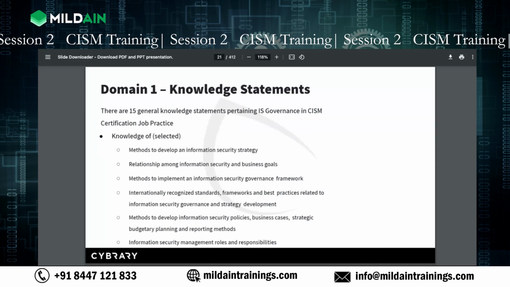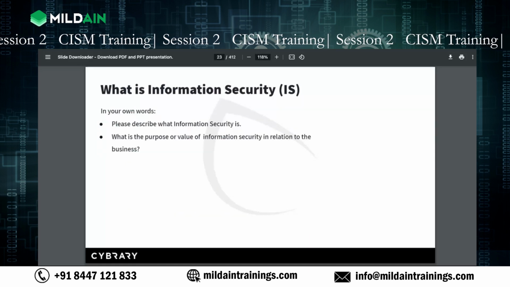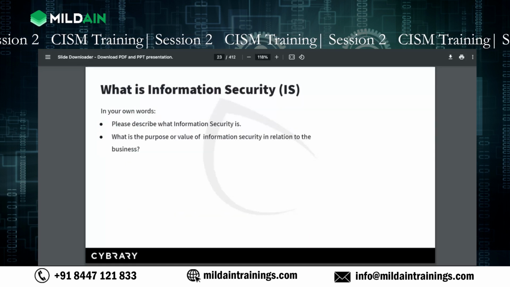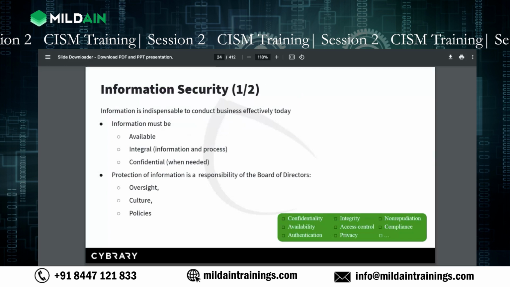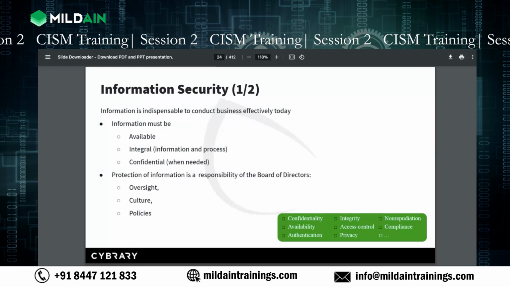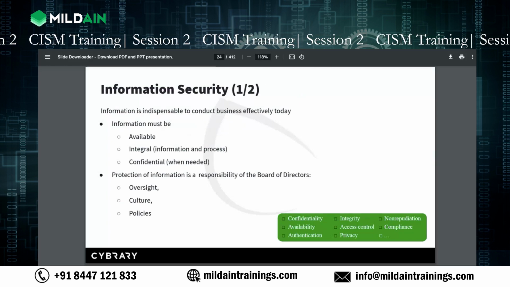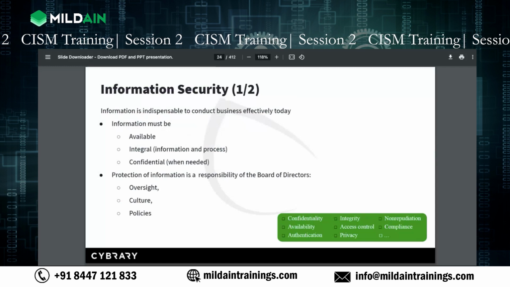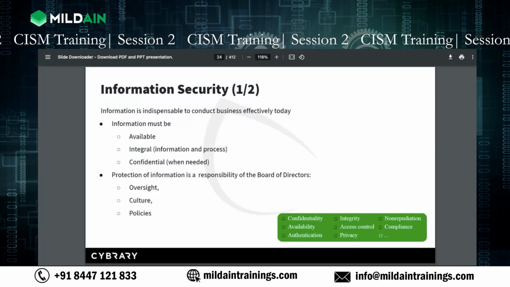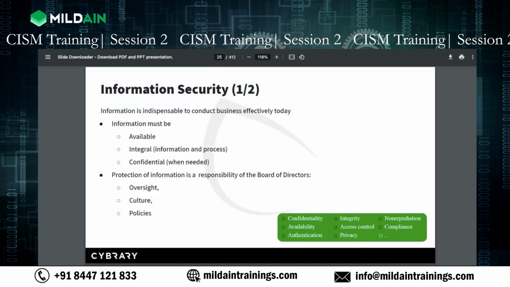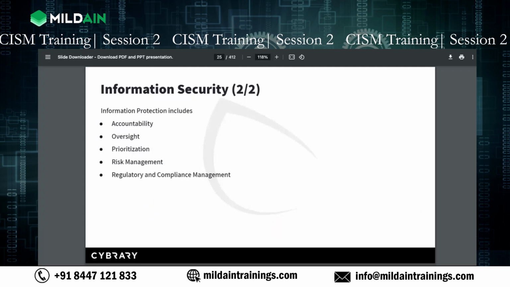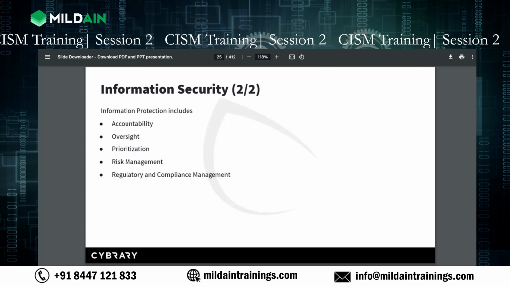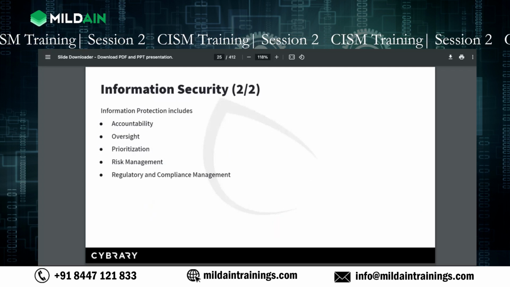Knowledge statements, priorities. So we definitely discussed the fundamentals of information security. We discussed CIA, non-repudiation, compliance, access control, privacy. We have not covered so much about privacy. I will be covering it subsequently, because it's a very important topic these days, privacy. All these are the important things which security is all about.